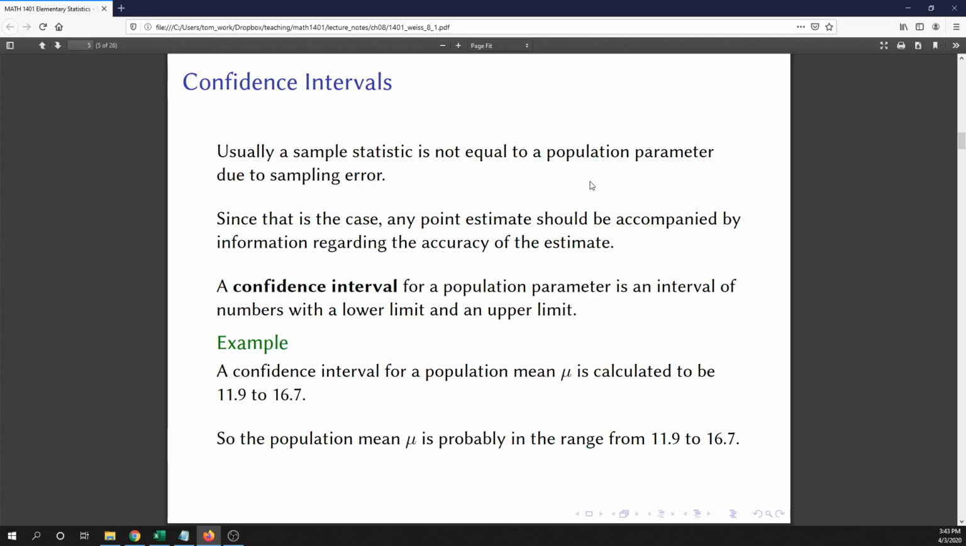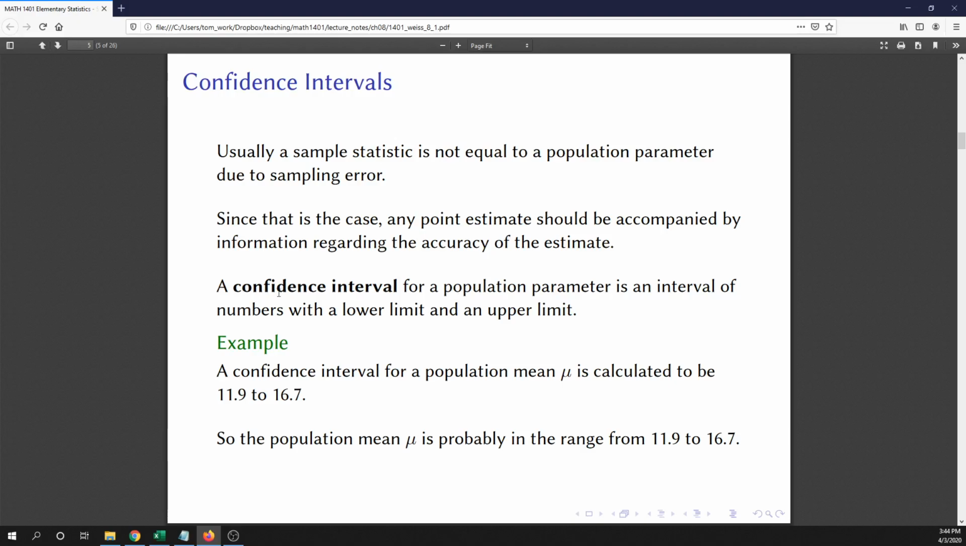And so there's sampling error. Any point estimate that you make really is not good in and of itself. It always should be accompanied by some information regarding the accuracy of the estimate. Yes, we can take a sample and we can take the mean, but how accurately does that reflect what the population mean is? The number in and of itself is kind of useless unless we have a good handle on what the sampling error is and how accurate our estimate is. And you're just not going to get that with a single number.